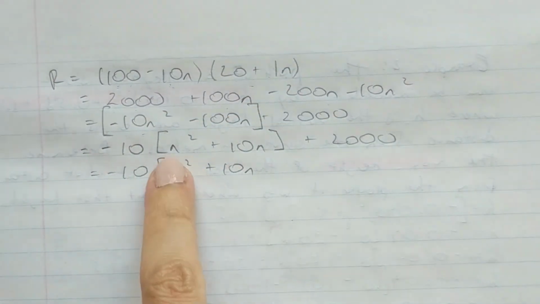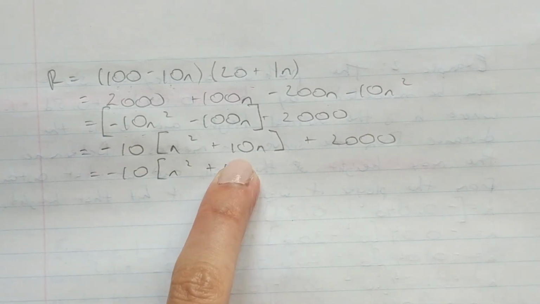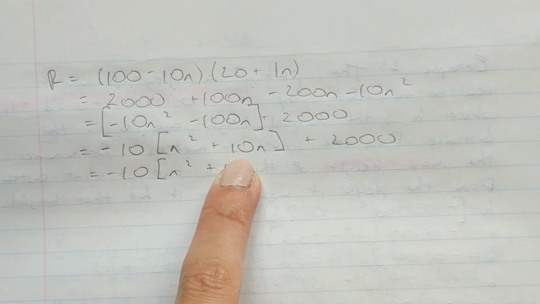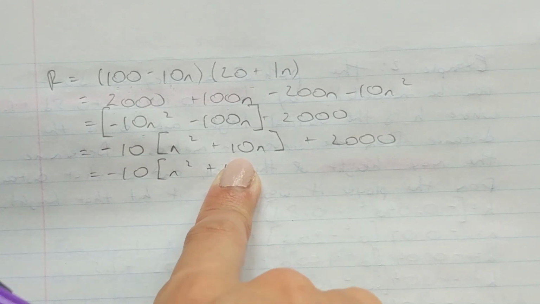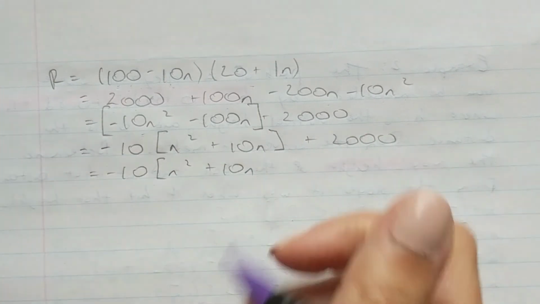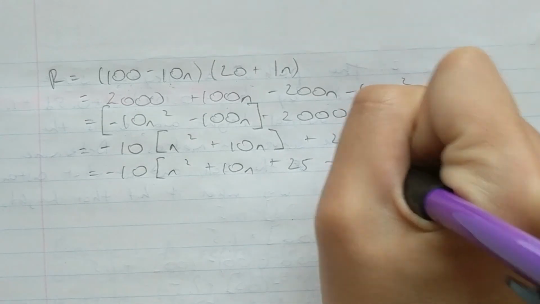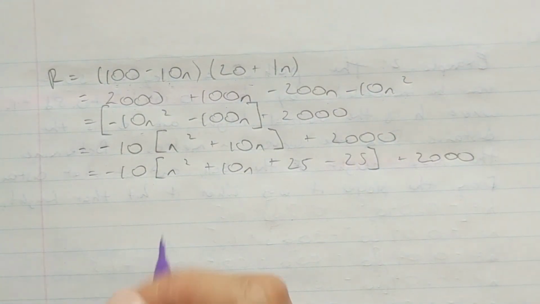I now need to make this into a perfect square trinomial. How do I do that? I take my 10 divided by 2. 10 divided by 2 is 5. And then I need to figure out what 5 squared is. 5 squared is 25, so I need to add 25 and subtract 25. And don't forget about that 2,000 that's along for the ride.